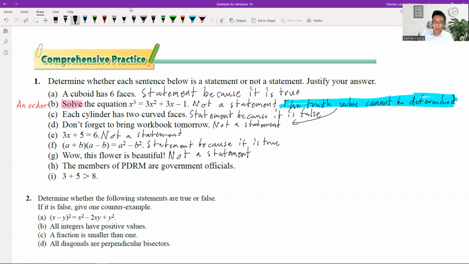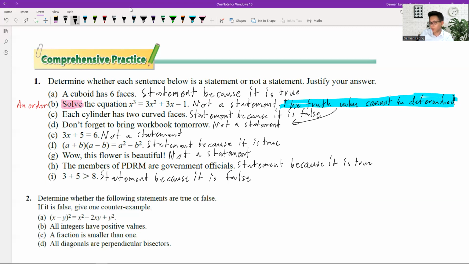Okay. The members of PDRM are government officials. That is a statement. In fact, it is a true statement. And then 3 plus 5 more than 8. Although it's not, it should be equal instead of more than, but I can say it's false. So it's also a statement. Because it is false.